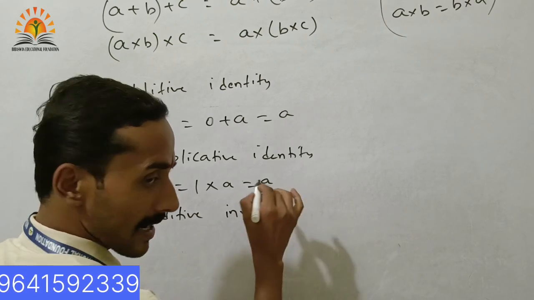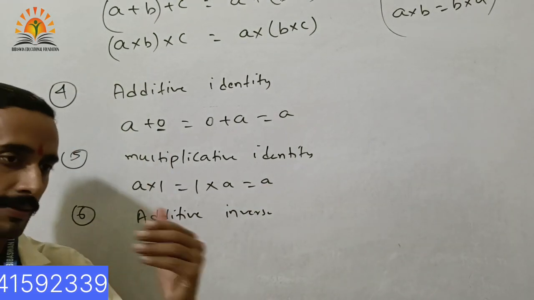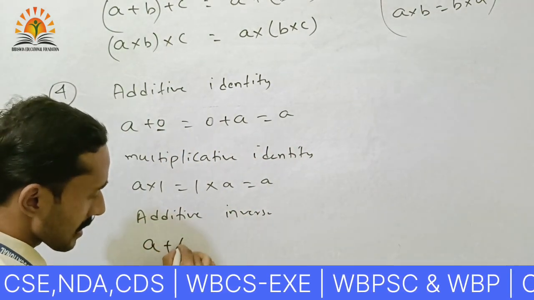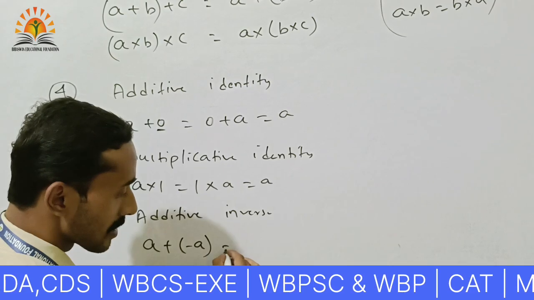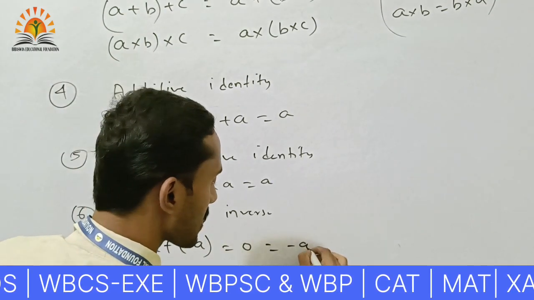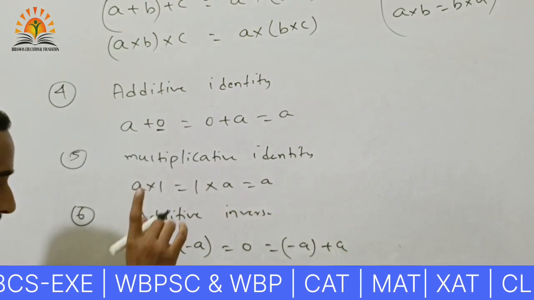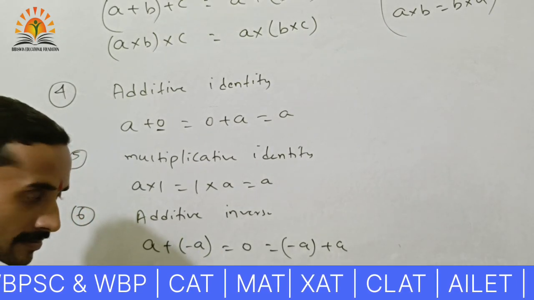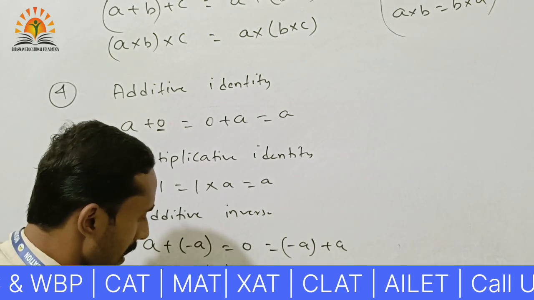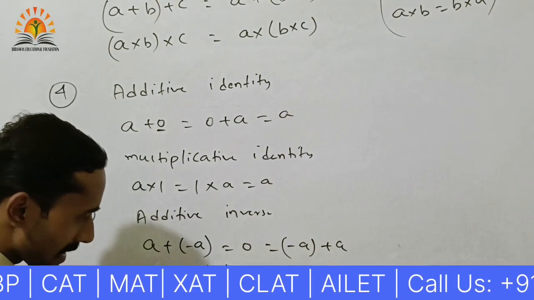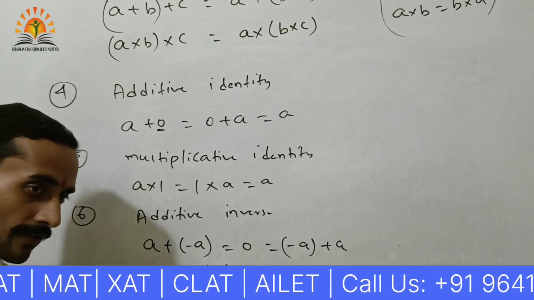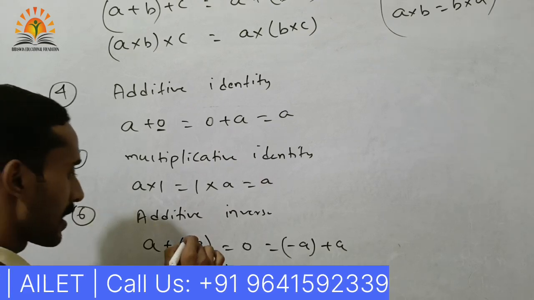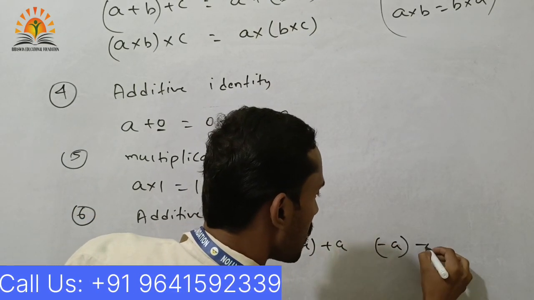Now, inverse, additive inverse. Inverse means the opposite of identity; if we add that number, the value will collapse. So what is the number? A plus minus A gives the value 0, or we can say minus A plus A gives the value 0. Example: if we add 5 with minus 5, the value is 0. Then we can say that minus 5 collapses the identity of 5. So minus 5 is considered the additive inverse. So here minus A is considered the additive inverse.